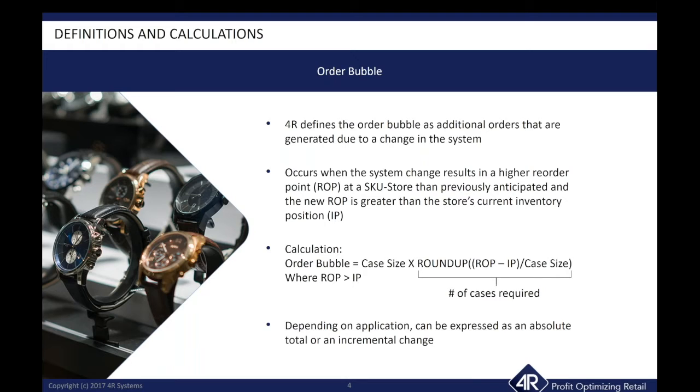The calculation is performed at the SKU store level, and we determine the number of cases that are needed and multiply that by the case size in order to get the total units that are to be ordered. Depending on the application, the order bubble will either be expressed as an absolute total or an incremental change. Typically, if we are rolling out our solution to a new customer, we will give them the absolute impact of the new reorder points. However, if it's an existing customer just receiving a minor change internally, we will typically express it as a relation to what would originally be ordered under the previous reorder points.